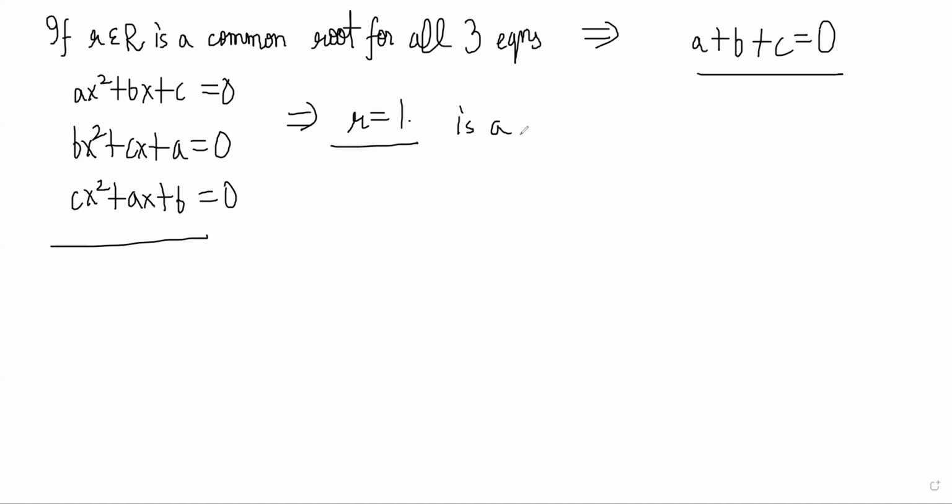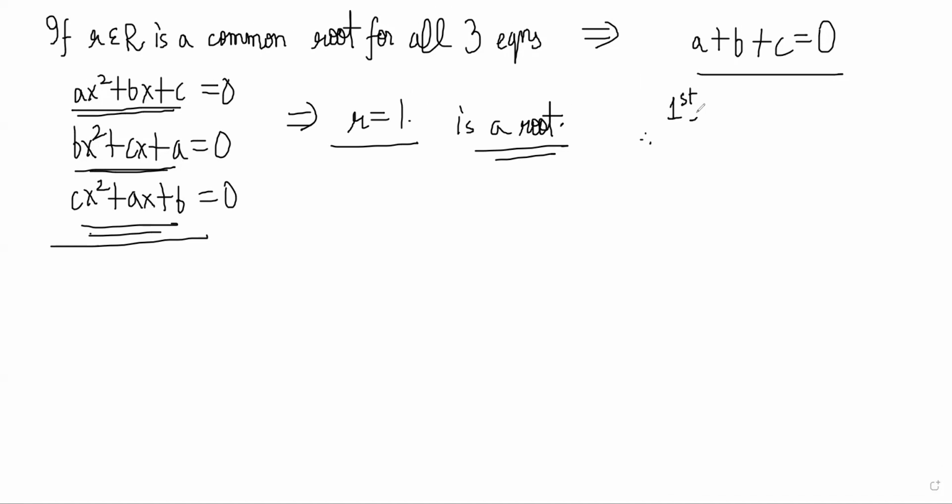1 is a root for all three equations. Because you see, if you put x is equal to 1, you get a plus b plus c is 0, b plus c plus a is 0, and c plus a plus b is 0. Right? So therefore, what we know now is that 1 is a common root for all equations.